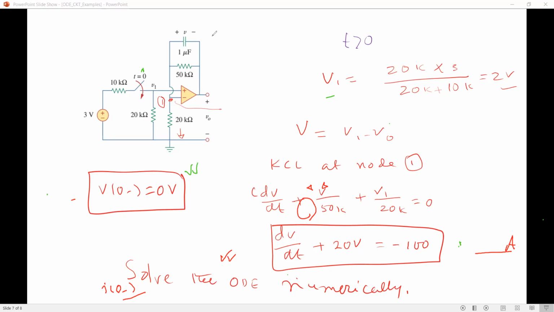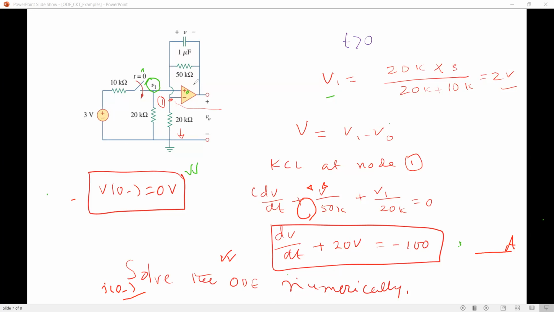Now, when the switch is closed and your operational amplifier is ideal, then no current is flowing through the positive terminal, it is virtually open. Then your V1 voltage can easily be determined and it will remain constant, and can be determined by the potential divider rule. Your V1 would be equal to 3 divided by 30 kilo ohm multiplied by 20 kilo ohm, equal to 2 volts. So this is the voltage at V1.